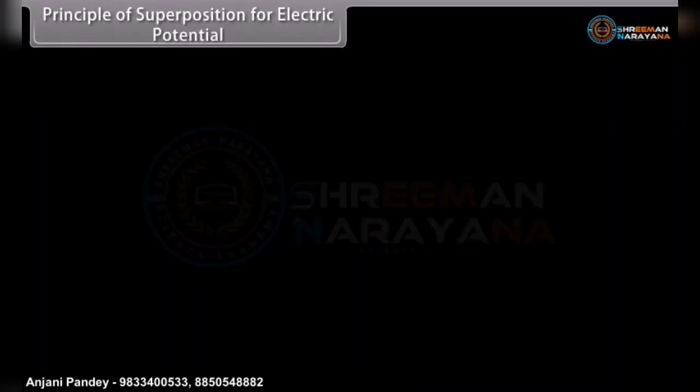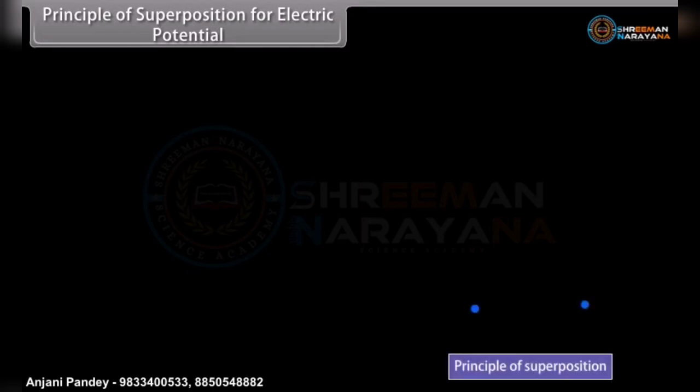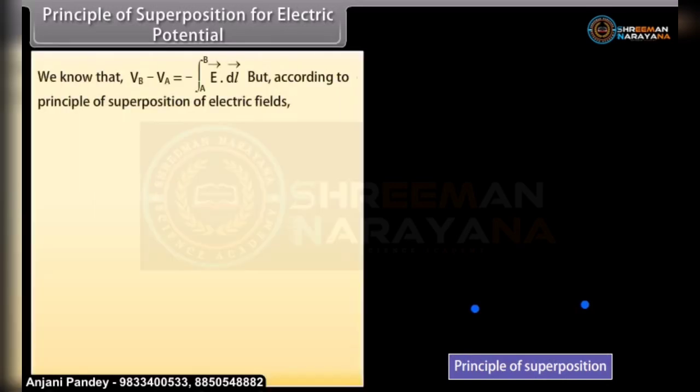Principle of superposition for electric potential. Let us consider 2 point charges +Q1 and +Q2. Take any 2 points A and B in the combined electrostatic field of 2 charges Q1 and Q2. Choose a curve L between A and B. We know that V_B − V_A = −∫ from A to B of E·dl.